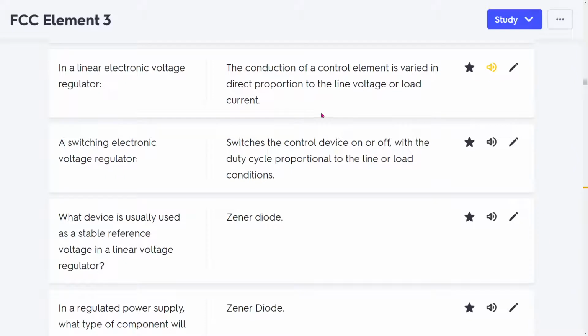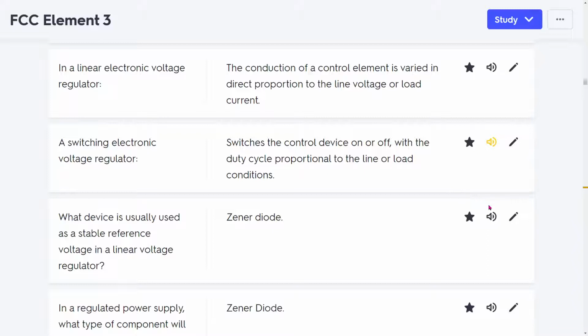In a linear electronic voltage regulator, the conduction of a control element is varied in direct proportion to the line voltage or load current. A switching electronic voltage regulator switches the control device on or off with the duty cycle proportional to the line or load conditions.